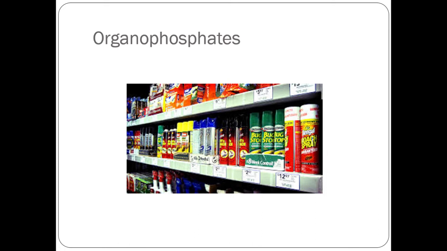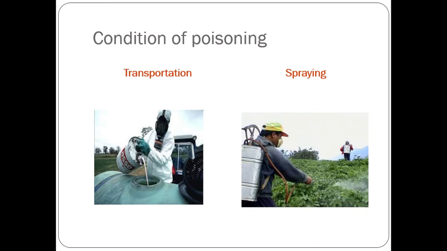If you enter any pesticide market, you will see these different types of organophosphates present in the market under different names, different trade names, different concentrations, but mostly in the form of organophosphates. Okay, how can organophosphate poisoning occur? Most cases of organophosphate poisoning are accidental poisoning.